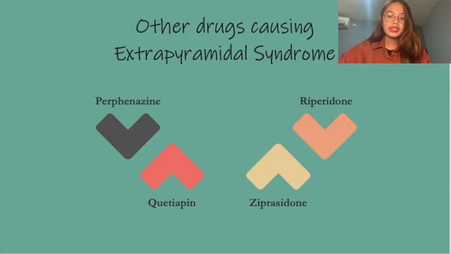Quetiapine is an atypical antipsychotic drug. It is associated with EPS and placebo, but has low risk when administered to elderly, adolescent, and patients with chronic brain disorder. And ziprasidone is believed to be able to cause EPS. While it is actually very good to treat schizophrenia and bipolar disorder, it does not have risk of causing EPS, or it is low risk.